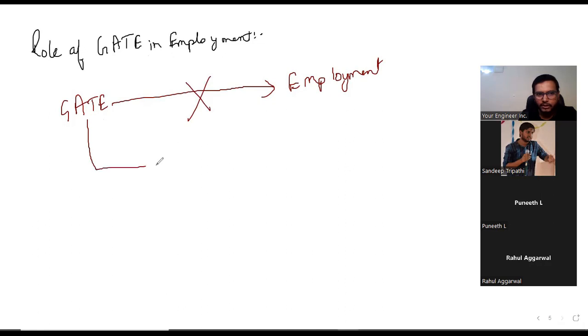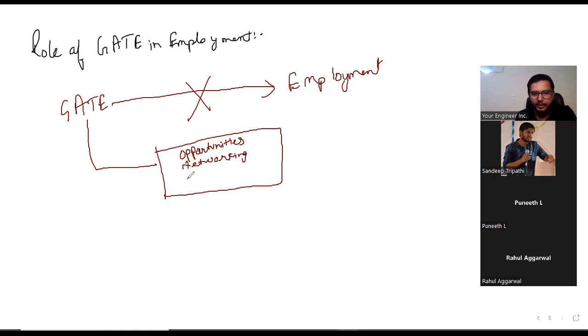In between there is a thing. After GATE, you will be open to opportunities, networking, connection building, and academic improvement, and specifically a good, competitive environment, and that will give you the employment. Got it? So the GATE exam is not necessarily connected to employment. GATE will connect to this.